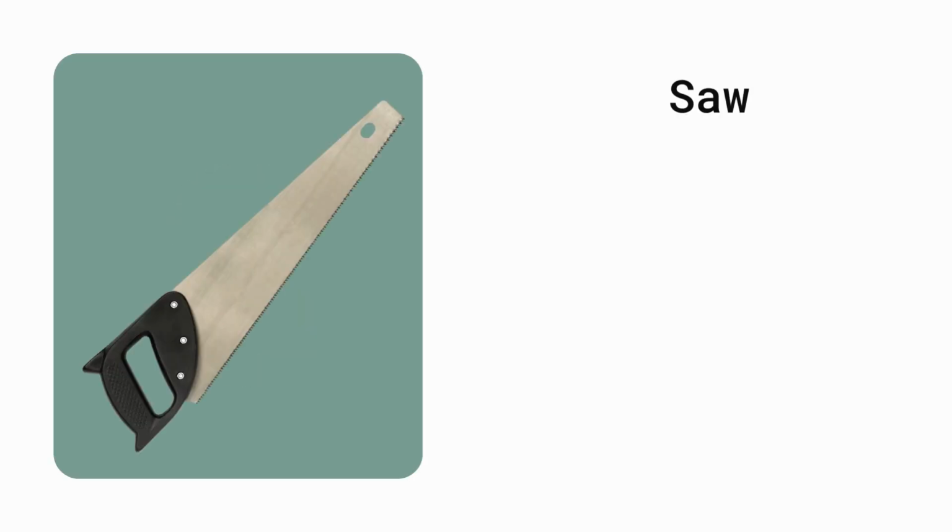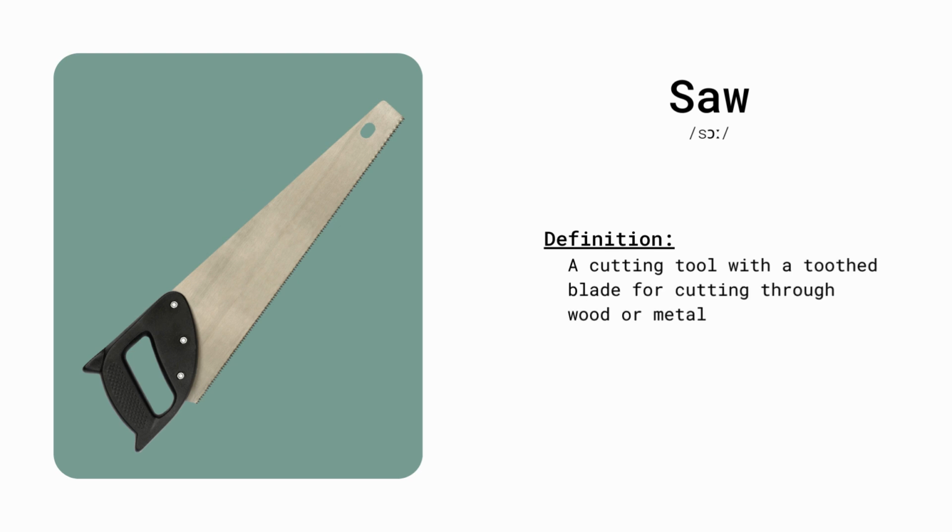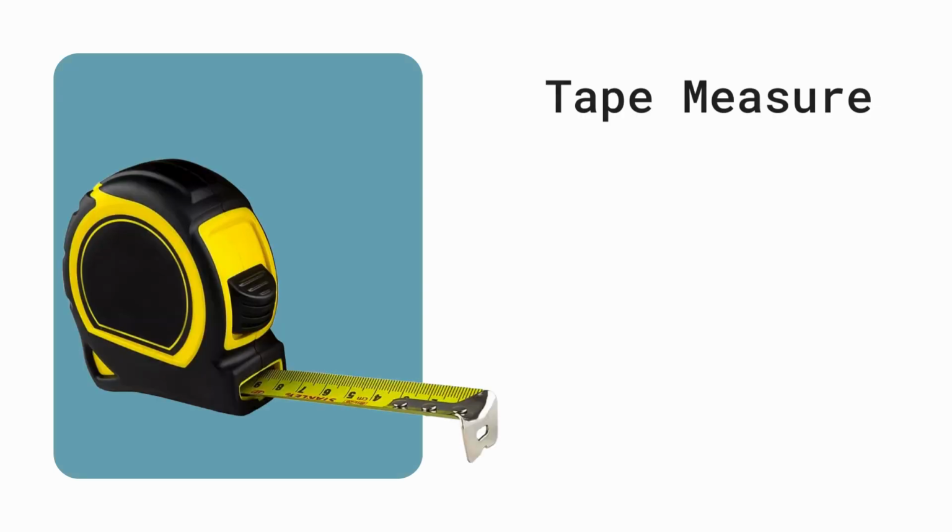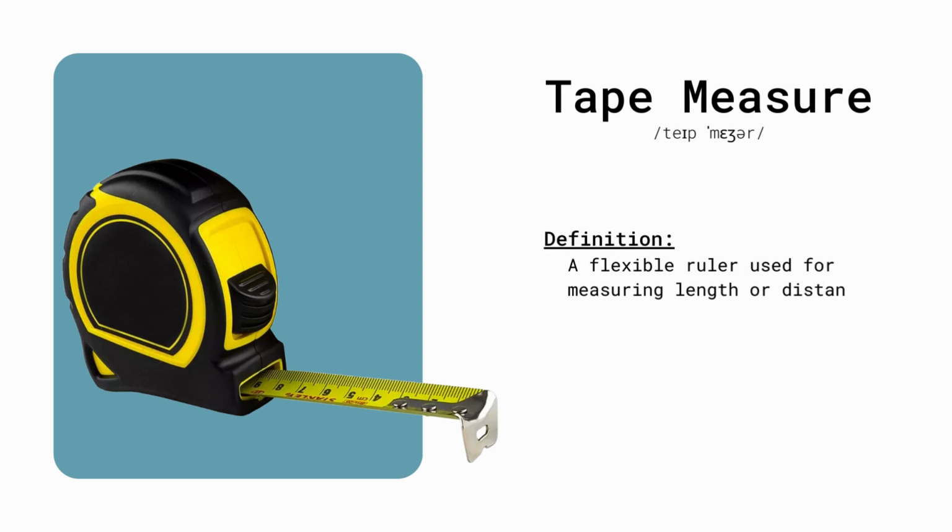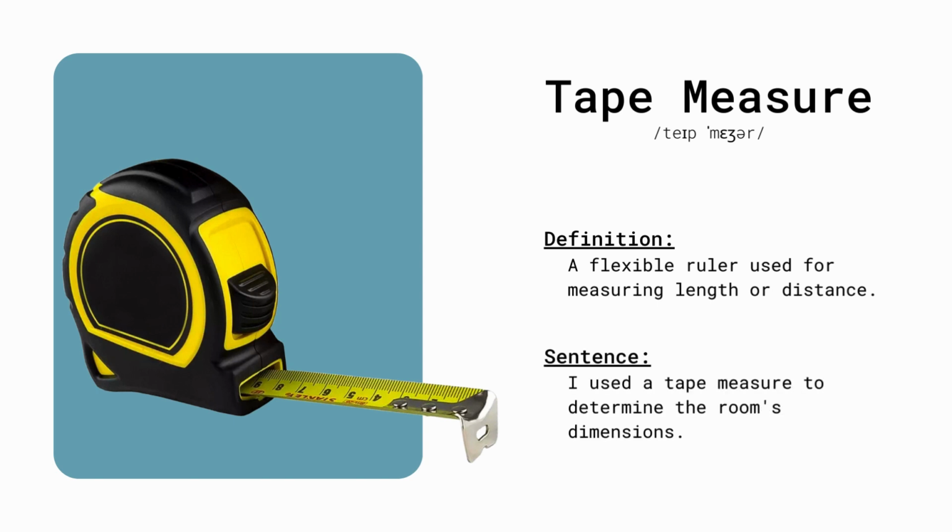S is for saw. A cutting tool with a toothed blade for cutting through wood or metal. I used a saw to cut the wooden plank in half. T is for tape measure. A flexible ruler used for measuring length or distance. I used a tape measure to determine the room's dimensions.